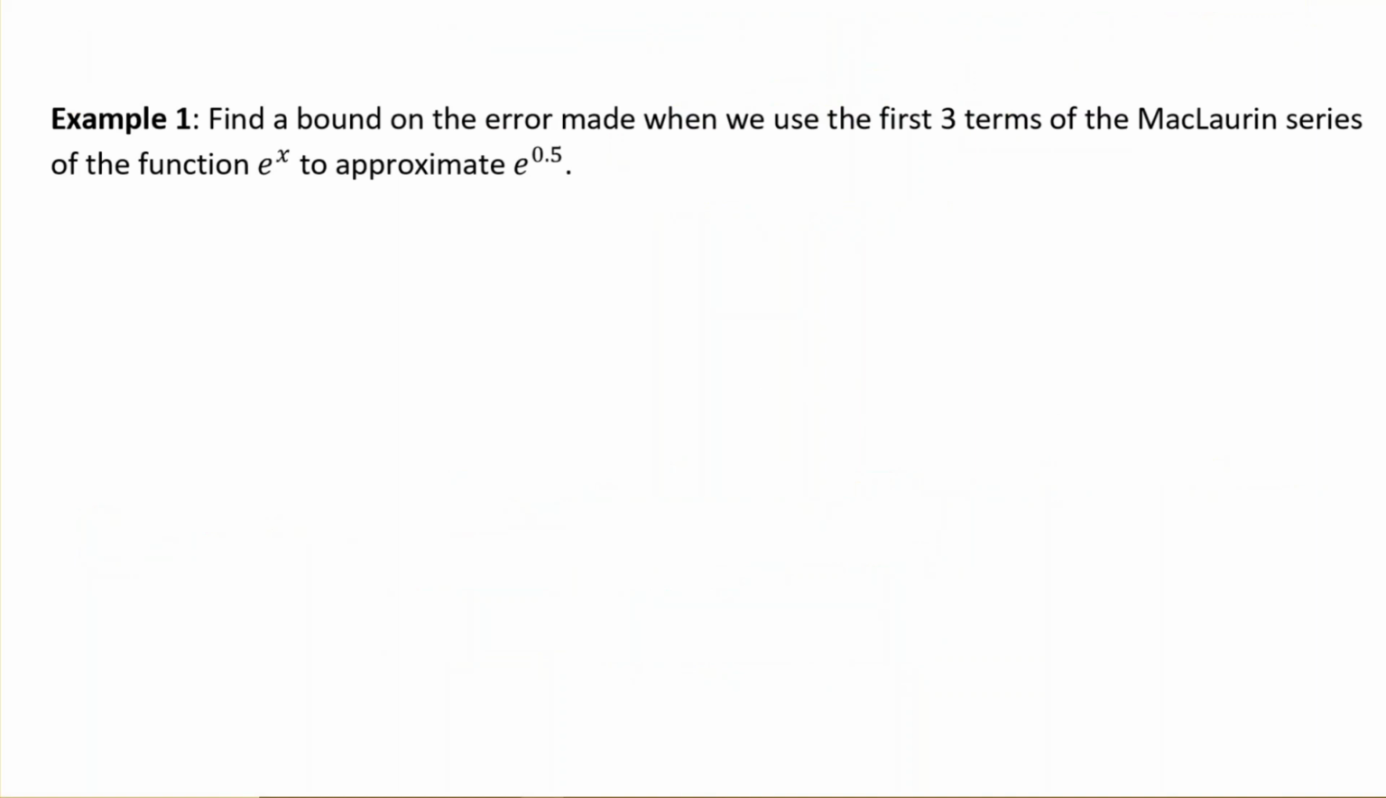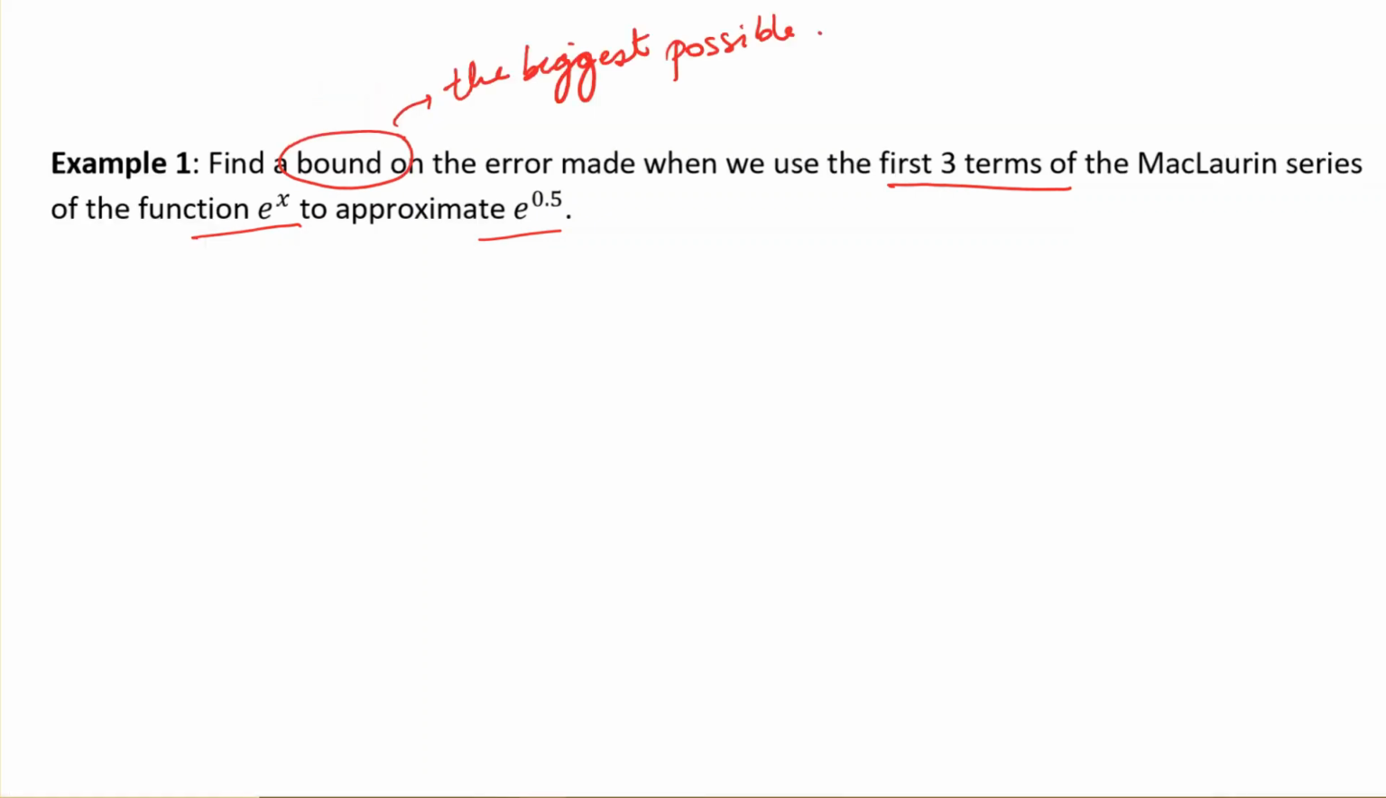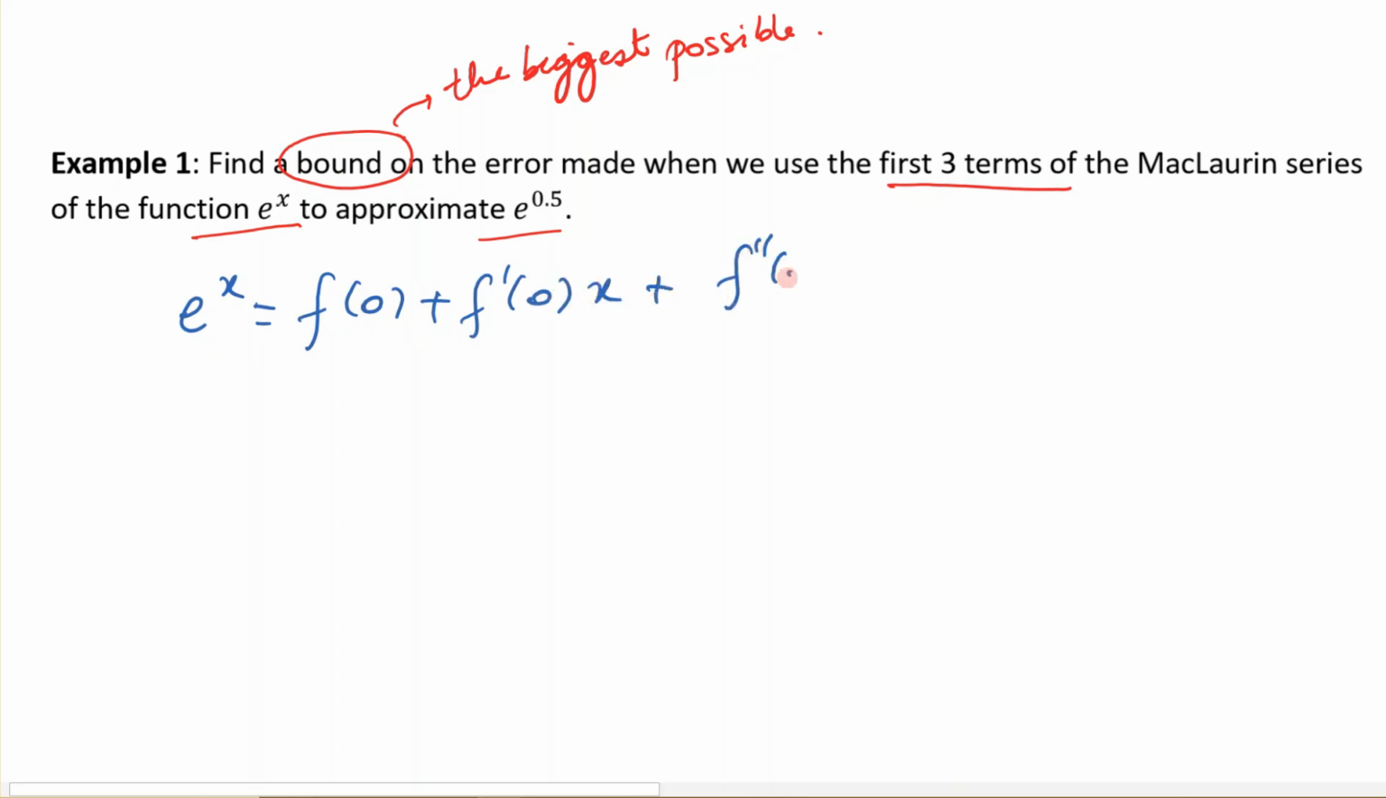Find a bound on the error made when we use the first three terms of the Maclaurin series of the function e raised to power x to approximate e raised to power 0.5. Bound means we want to figure out the biggest possible error. First we start by figuring out the Maclaurin series for our e raised to power x function, and we know that it is given by these terms in the series and so on.